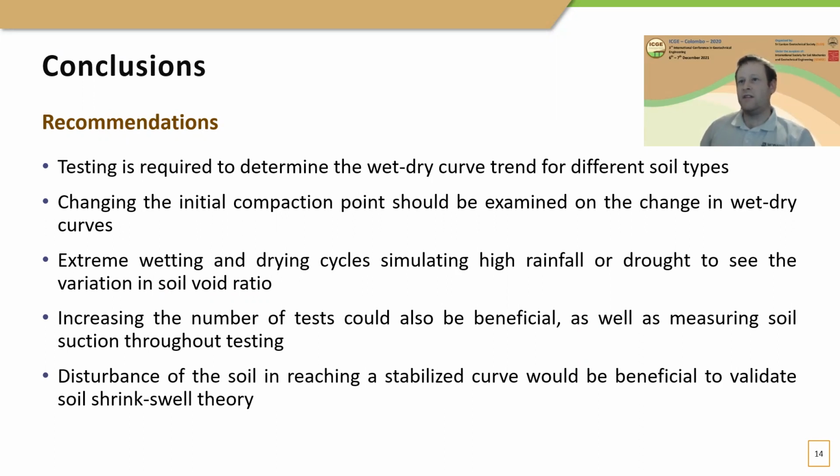Further testing is required to determine the wet dry curve trend for different soil types. Changing the initial compaction point should be examined for the way it changes the wet dry curves. Extreme wetting and drying cycles simulating high rainfall or drought should be tested to see the variation in soil void ratio. Increasing the number of tests could also be beneficial, as well as measuring soil suction throughout testing. Disturbance of the soil after reaching a stabilized curve would be beneficial to validate the soil shrink swell theory.